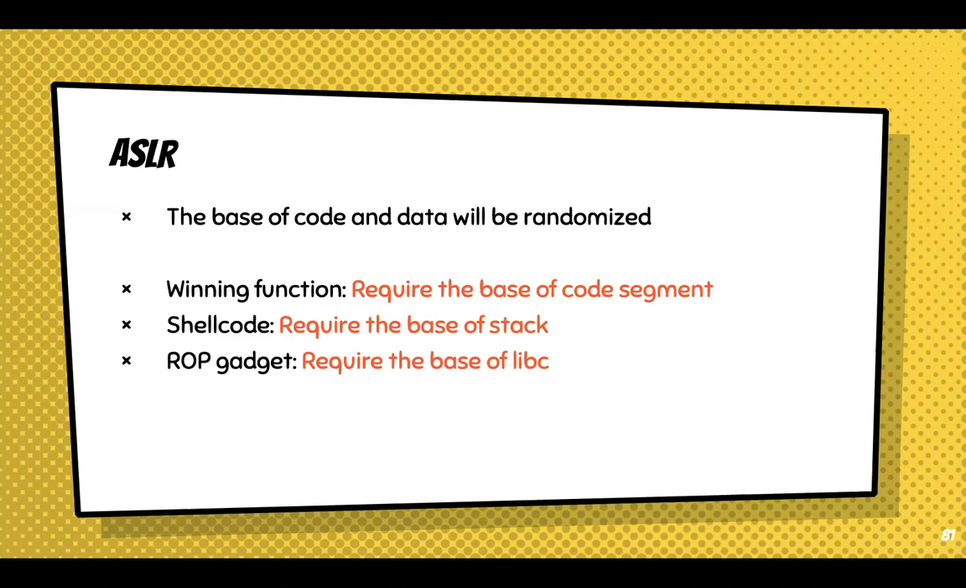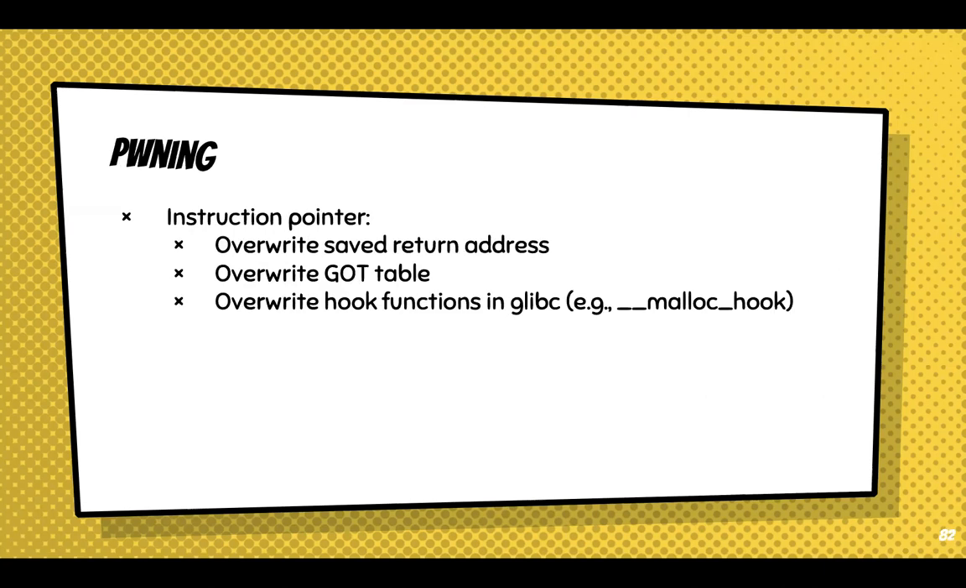And similarly, for shellcode and ROP gadget, you also need to get the base, and you need to make sure that you get the base at the same time as you interact with the process. You cannot run the process for the first time, get a base, and then run the process a second time, restart it, and use the old base, since the base is going to be changed. All right, and then this is the pwning part: again, for the instruction pointer, you can find three different places that you can overwrite.